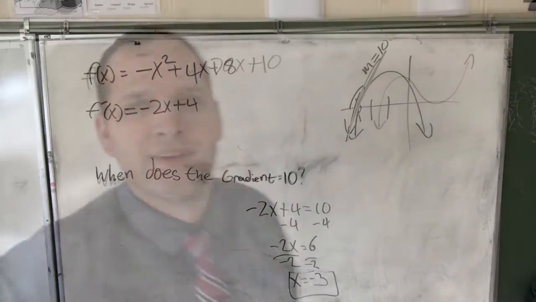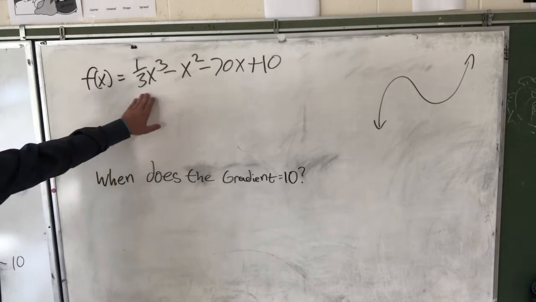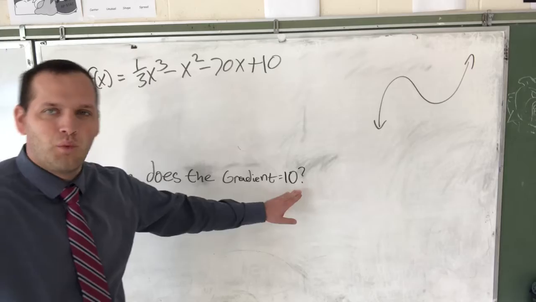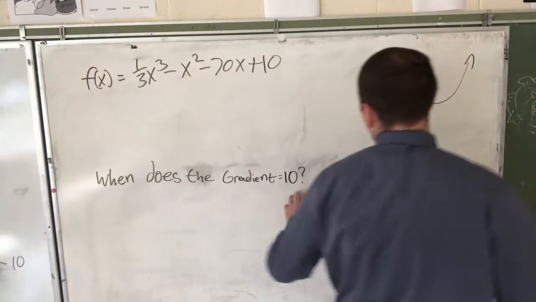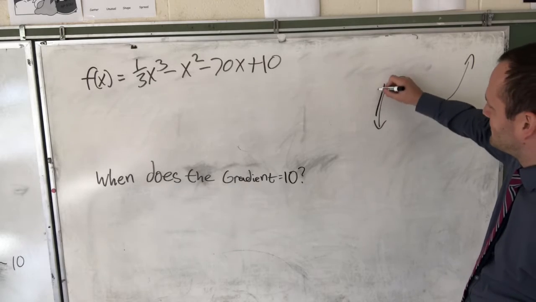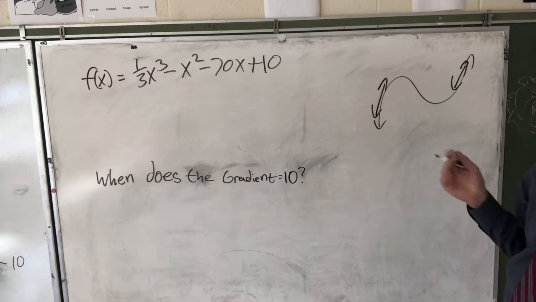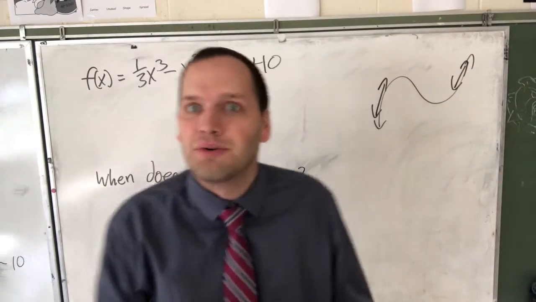Okay? Here we go, we've got another problem today. Let's look at this one. So we have an x cubed graph. We want to know what points on the graph have a gradient of 10. Looks like there might be two. There's probably one somewhere over here, and there's another one somewhere over here. What are the x values? I don't know. That's what we're going to do.